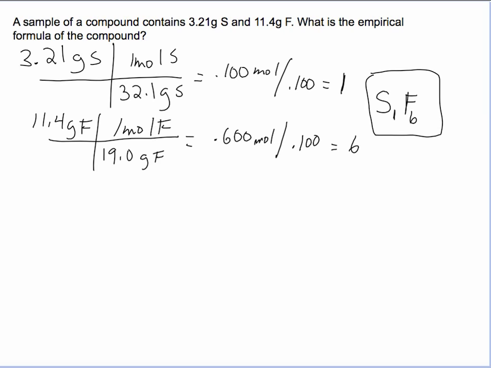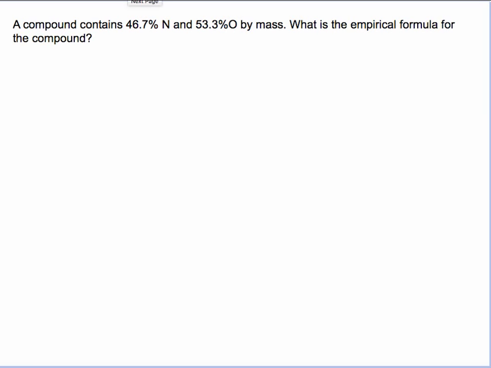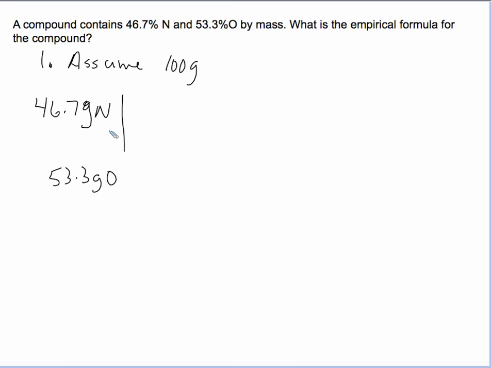Now, this problem gave you mass data. Sometimes you get a problem where they give you percent composition data. And so when you get a problem like this one, and they want you to get an empirical formula, and you're working with the percents, step number 1 is to assume 100 grams. And if you assume 100 grams, then you have 46.7 grams of nitrogen, because it's 46.7%, and you have 53.3 grams of oxygen. Now, all you've got to do, just like the last problem, is change them both to moles and find the simplest ratio.